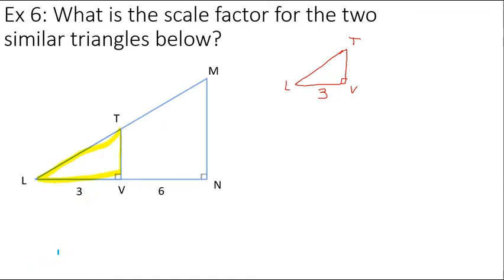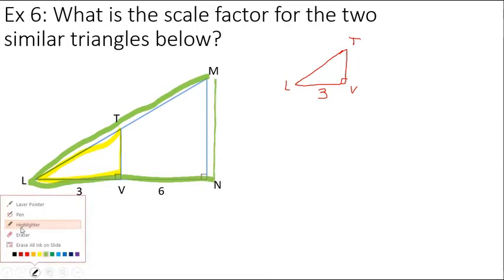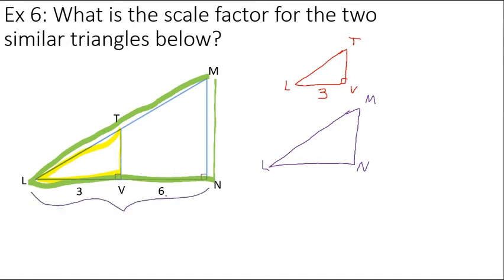And then if you look at the bigger triangle, this one right here, so if I were to draw that bigger triangle here, this is M, N, and L. You see that this whole length here is 3 and 6, which gives me 9. So this is 9 right here.